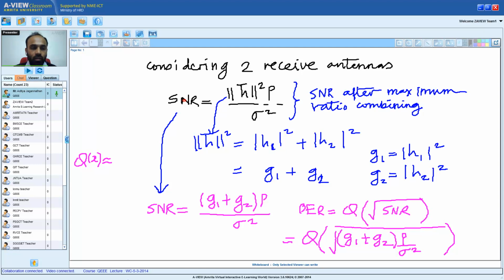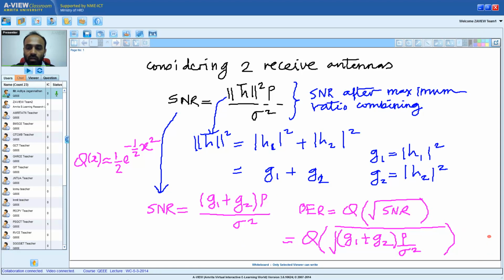Yes, correct. I'm getting the answer from GCT. The approximation that we use for the Q function is Q of x approximately equal to half e to the power of minus half x square. That is correct. So the approximation for the Q function is half e to the power of minus half x square.